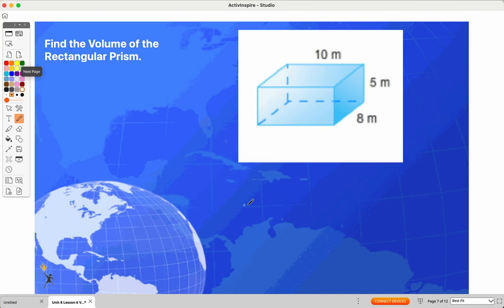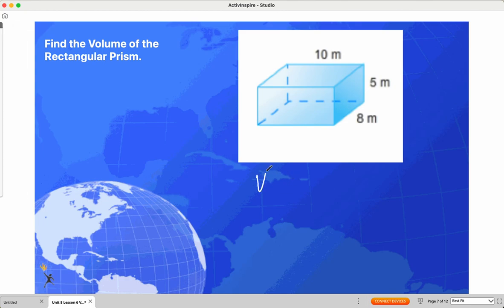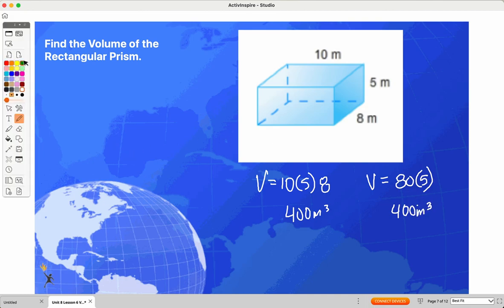All right, since you've unpaused the video, let's set this up. So volume equals 10 times 5 times 8, if that's our traditional formula, or volume equals 80 times 5 with our big BH problem. So again, it's the exact same formula. It's 400 meters cubed, or we have, again, that same 400 meters cubed on this one. So that's our volume of a rectangular prism.